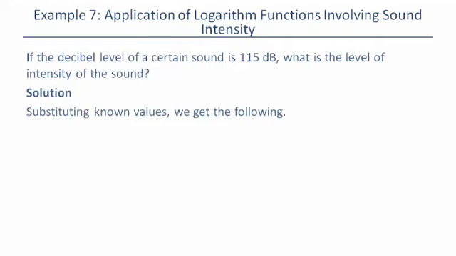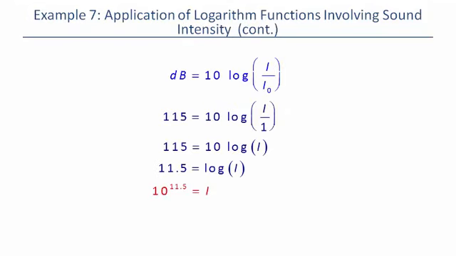So if the decibel level of a certain sound is 115 decibels, what is the level of intensity? All we've got to do is substitute everything in. Decibels on the left, level of intensity is what we don't know. We know that the initial sound is just 1. So now we're just looking for 115 equals 10 log of I. Divide both sides by 10, and that's where we get 11.5 equals log of I. And if we want to solve for I, we have to basically make both sides of the equation a power of 10.